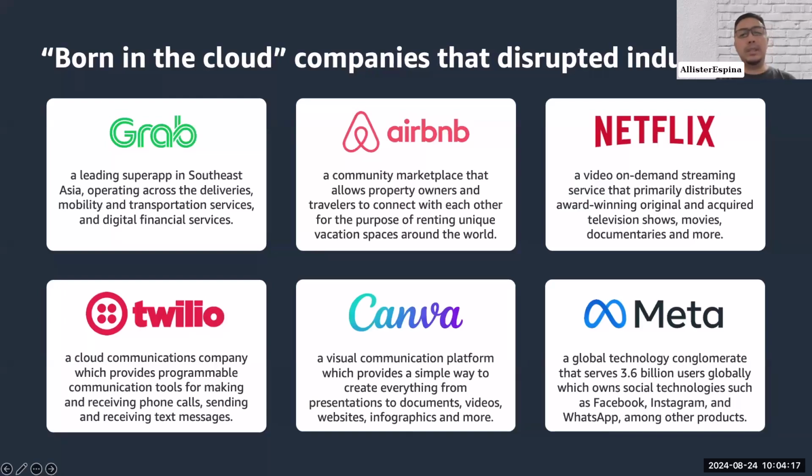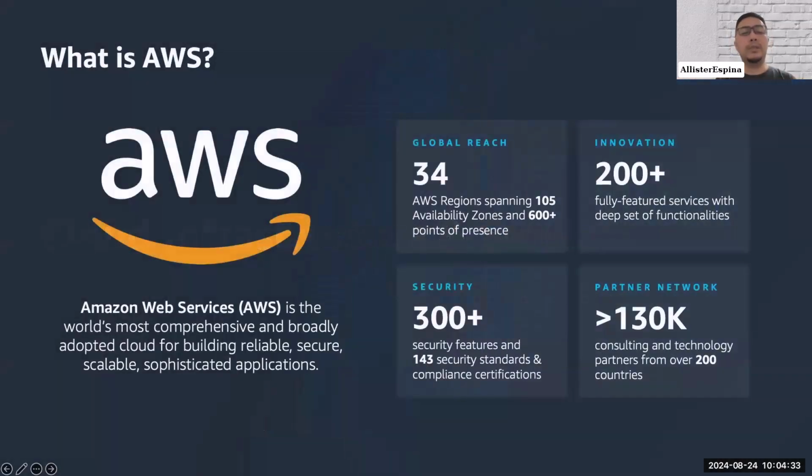So these are the examples of how building on top of the cloud allows them to become disruptive in their respective industries. So let me talk about the infrastructure, and allow me to give an overview about AWS. AWS is Amazon Web Services. It's the world's most comprehensive and broadly adopted cloud for building reliable, scalable, and secure sophisticated applications.